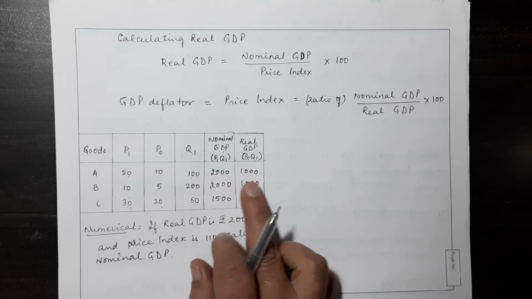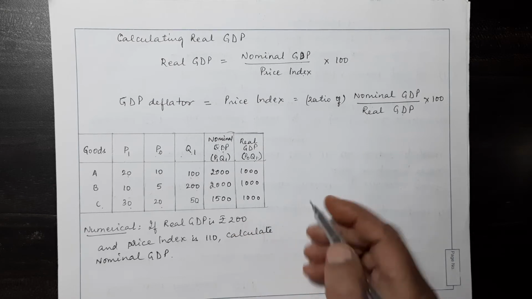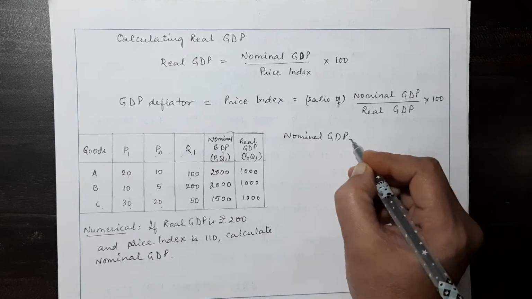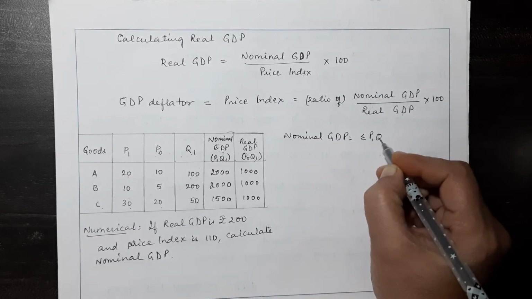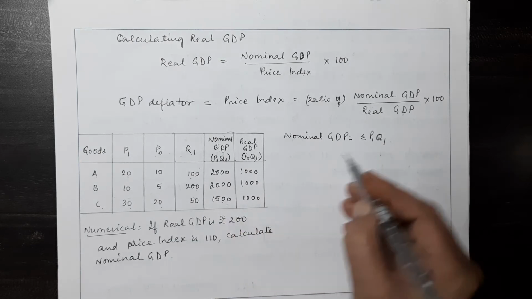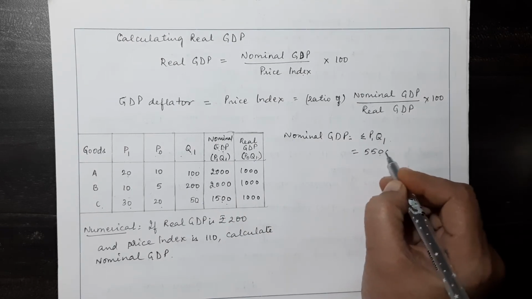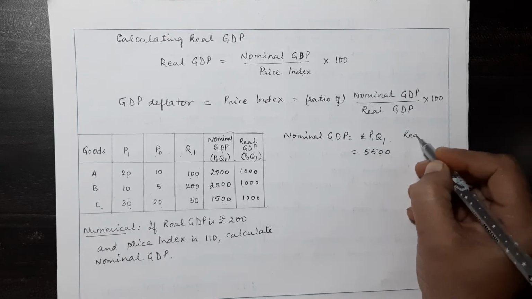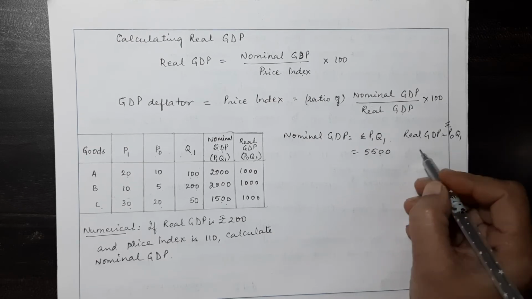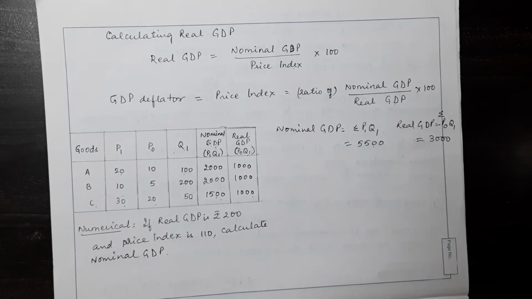See, the nominal GDP varies from the real GDP for all the three goods. Okay, so let's calculate the nominal GDP. Nominal GDP is equal to sigma P1 Q1, isn't it? So let's add 2000, 2000 and 1500, which gives us 5500, isn't it? Now what is the real GDP? Real GDP is given by P0 Q1. So let us sum it up and we get 1000, 1000, 1000, we get 3000, isn't it?